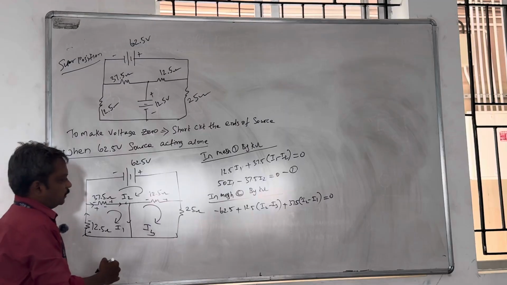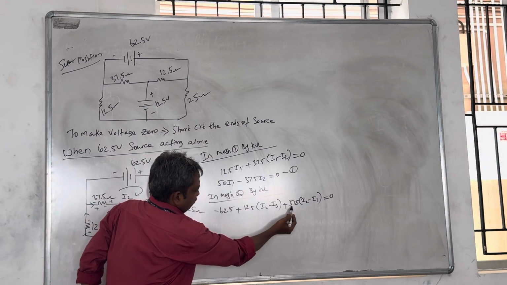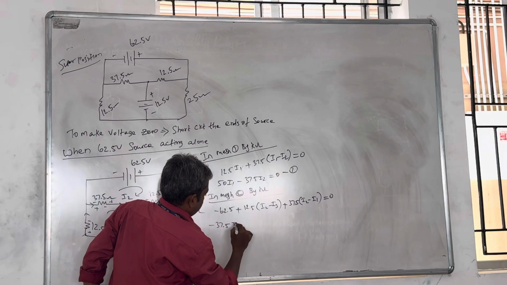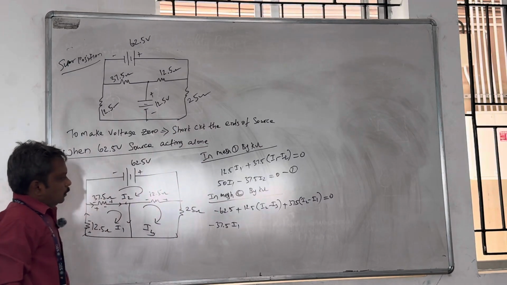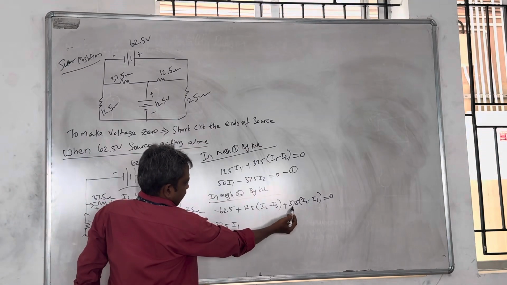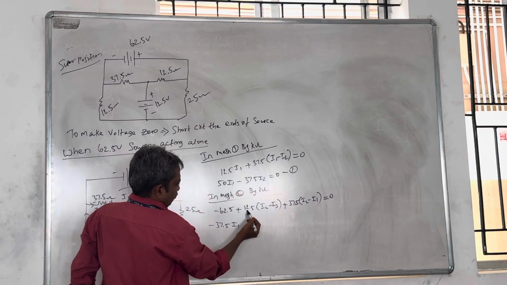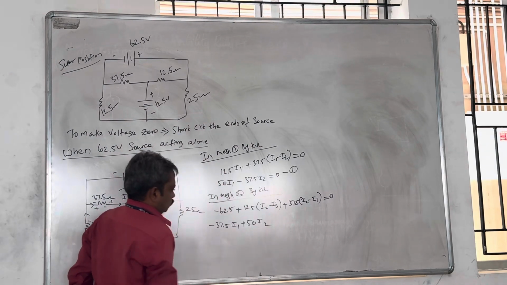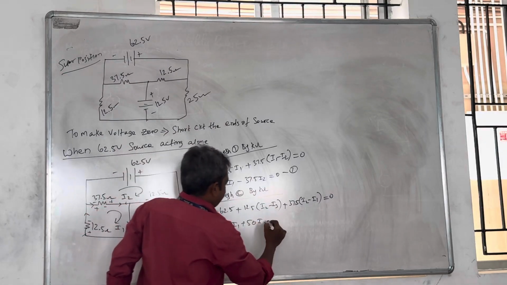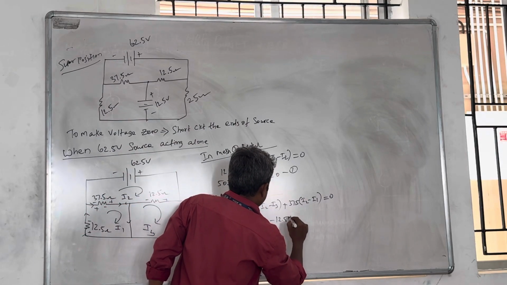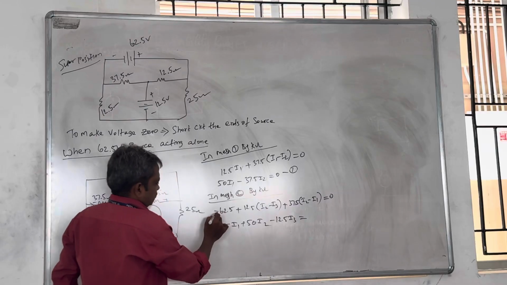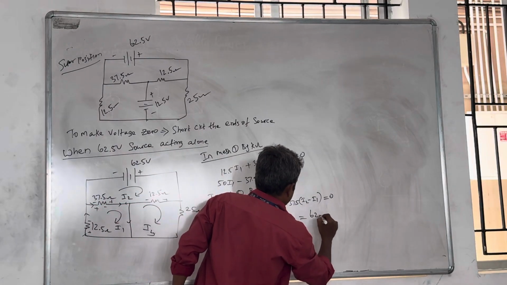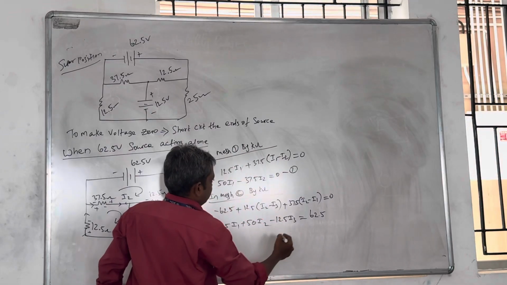Now, you consolidate: minus 37.5 I1, and coming to I2, here 37.5 I2, here 12.5 I2. So, total 50 I2, minus 12.5 I3, minus 12.5 I3 equal to this 62.5, which will go to the right side. That is all. This is equation 2.